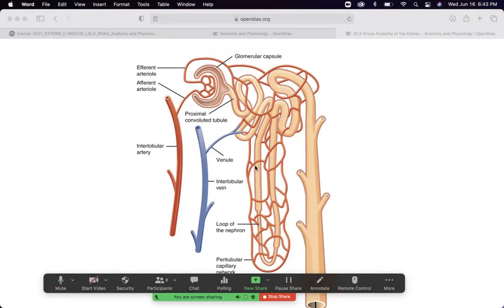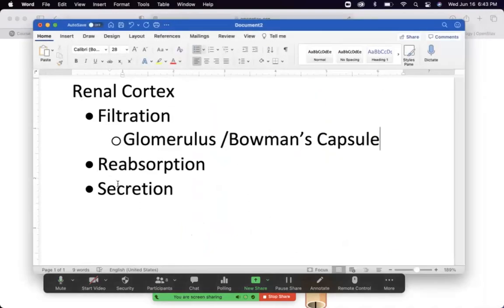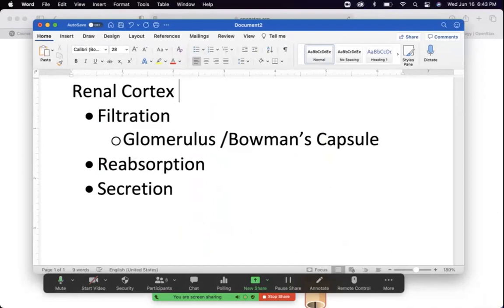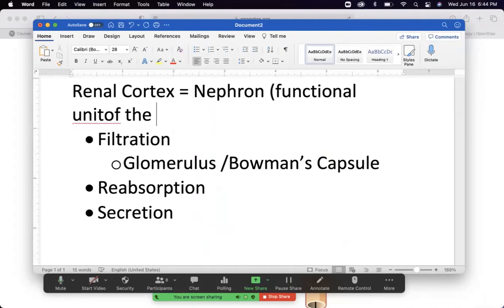Let's say I definitely want to get rid of salt. So, of course, what happens? Salt will go out, and that's secretion. So the renal cortex is filled with a whole bunch of nephrons. Nephron is the functional unit of the kidney.